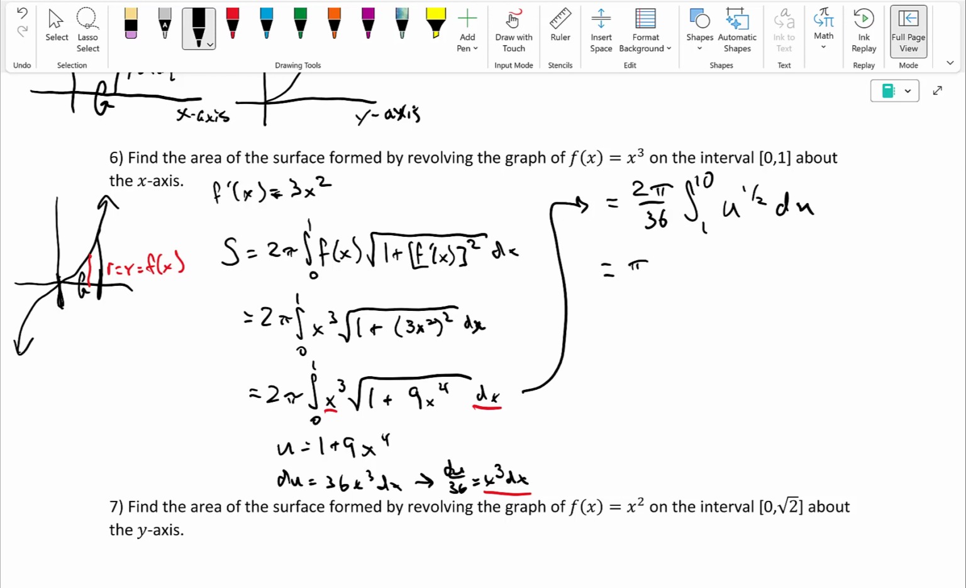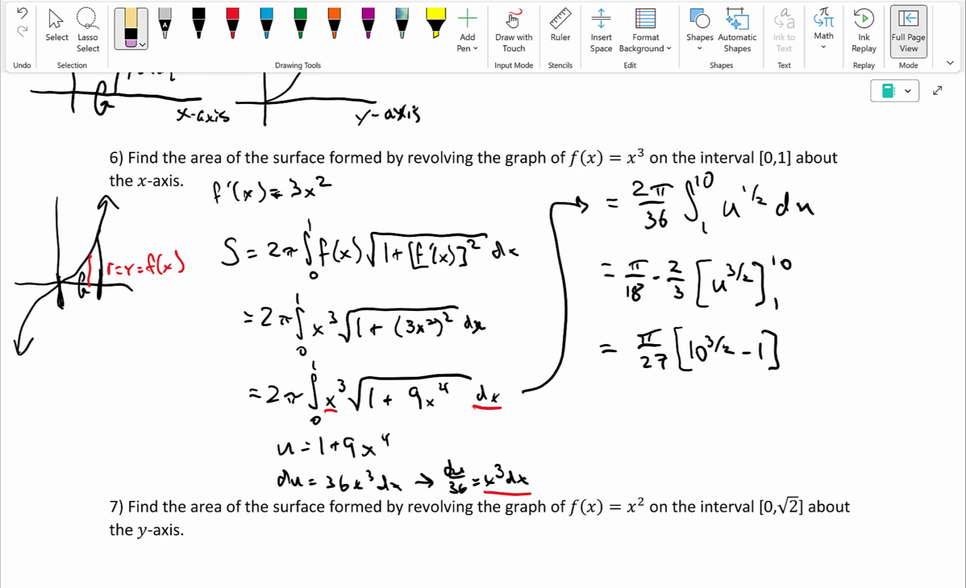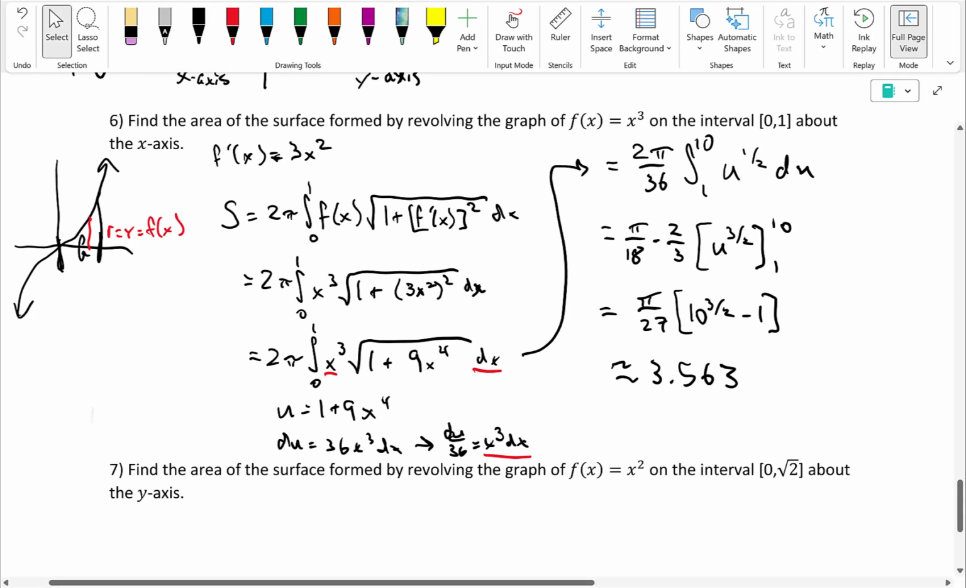So we get a pi over 18 times the 2/3 that comes in from that antiderivative, u to the 3/2, evaluated from 1 to 10, which will give us pi over 27 times 10 to the 3/2 minus 1. For that one, we've got an approximate value of 3.563. All right, one more going the other direction.